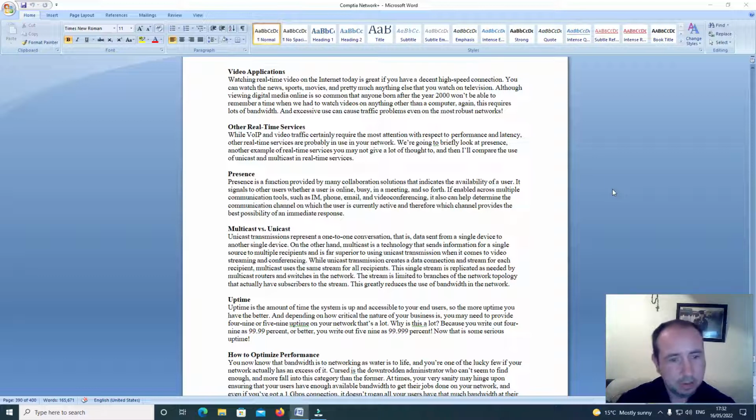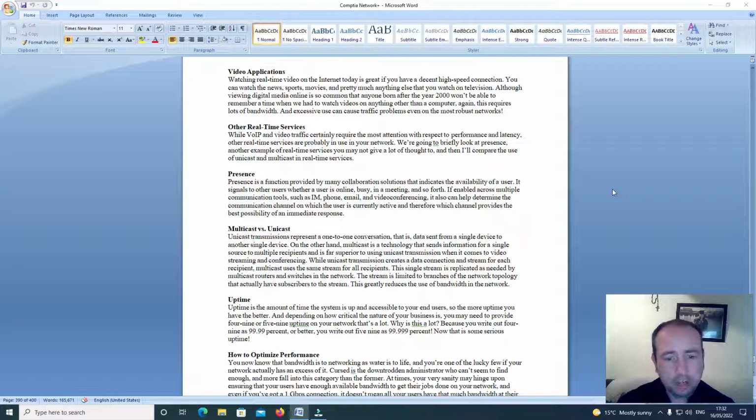Multicast versus unicast. Unicast transmissions represent a one-to-one conversation, that is, data sent from a single device to another single device. On the other hand, multicast is a technology that sends information from a single source to multiple recipients, and is far superior to using unicast transmission when it comes to video streaming and conferencing.